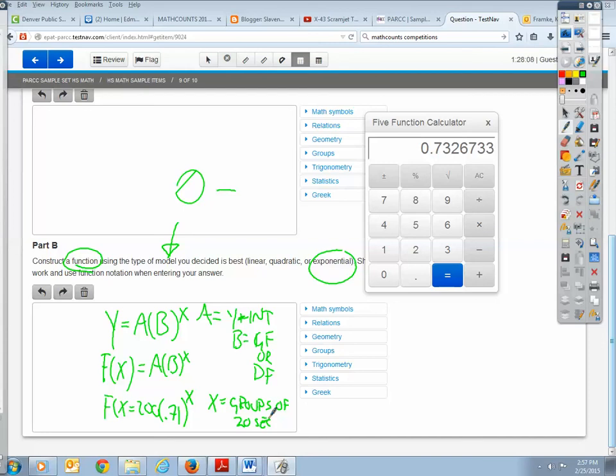So I made sure that I used function notation with my f of x instead of using y. I defined what my x value is equal to, and I should probably also say that f of x is equal to temp. And I think I've successfully answered all of the parts.